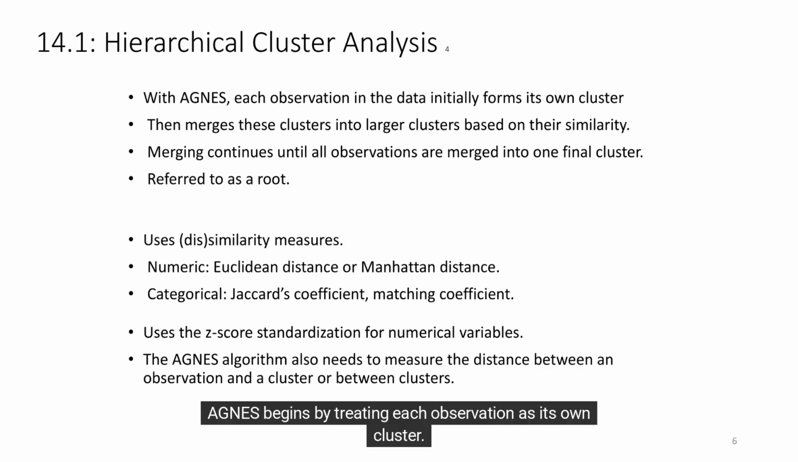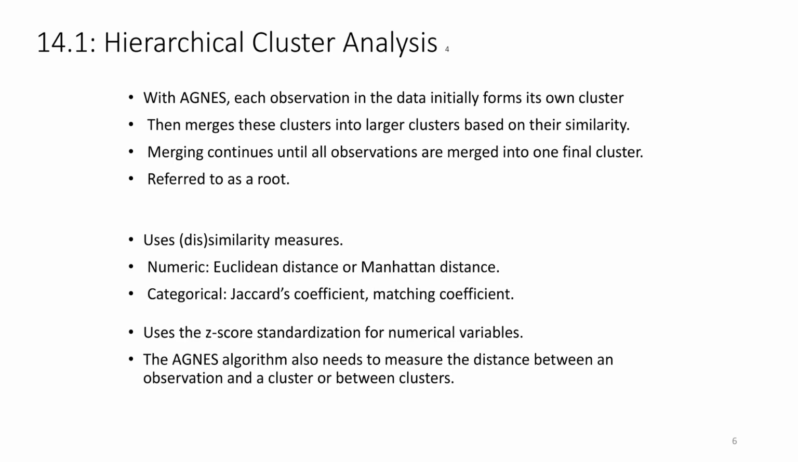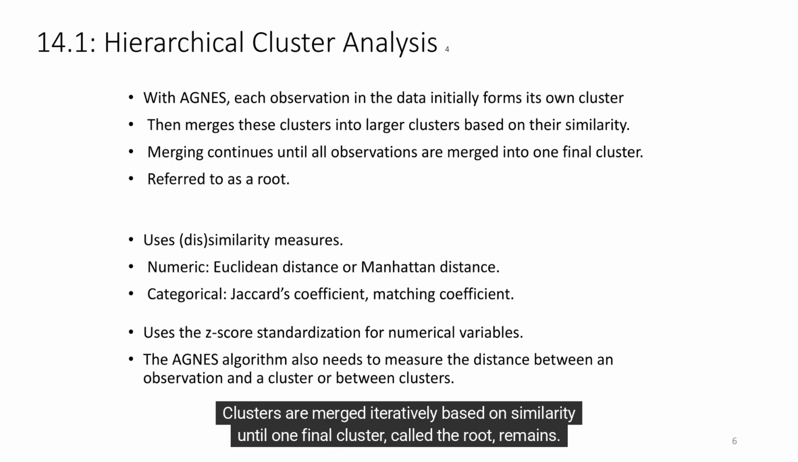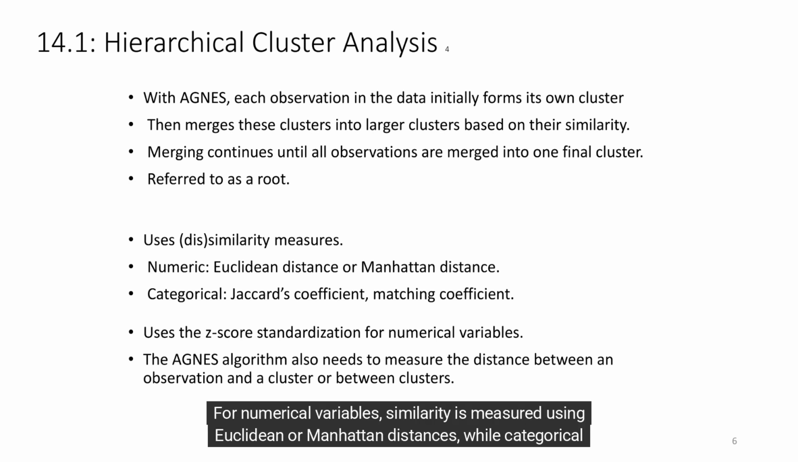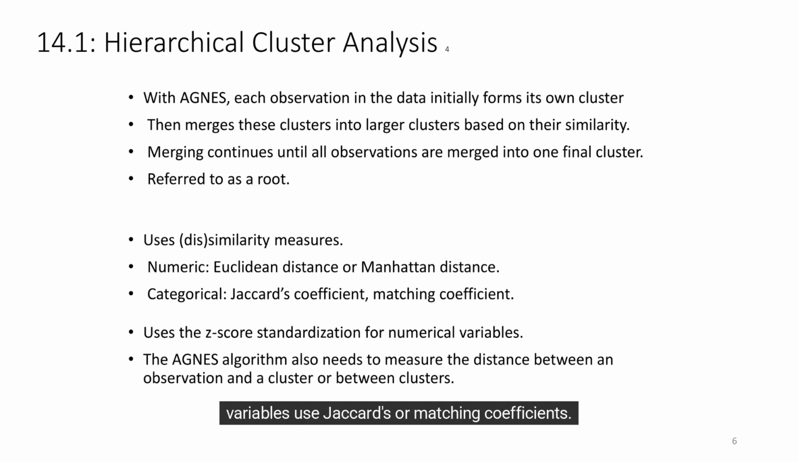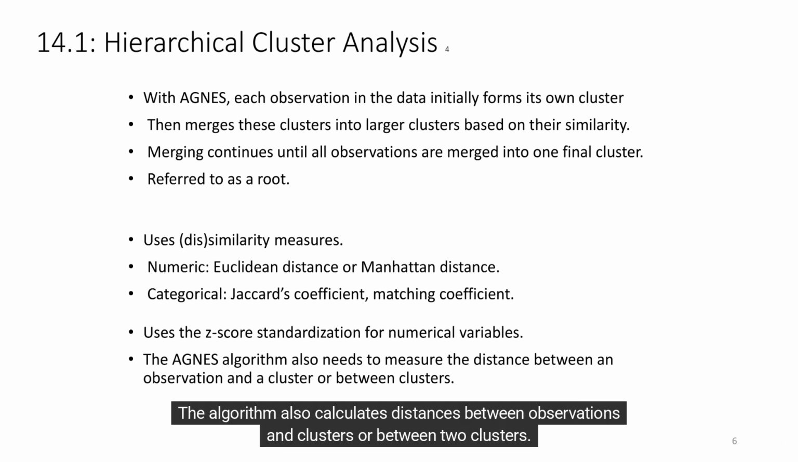AGNES begins by treating each observation as its own cluster. Clusters are merged iteratively based on similarity until one final cluster called the root remains. For numerical variables, similarity is measured using Euclidean or Manhattan distances, while categorical variables use Jaccard's or matching coefficients. Numerical data is standardized using z-scores to ensure comparability. The algorithm also calculates distances between observations and clusters or between two clusters.